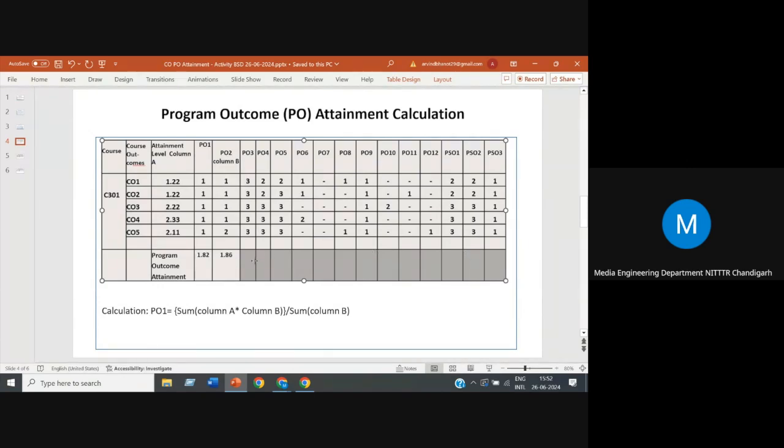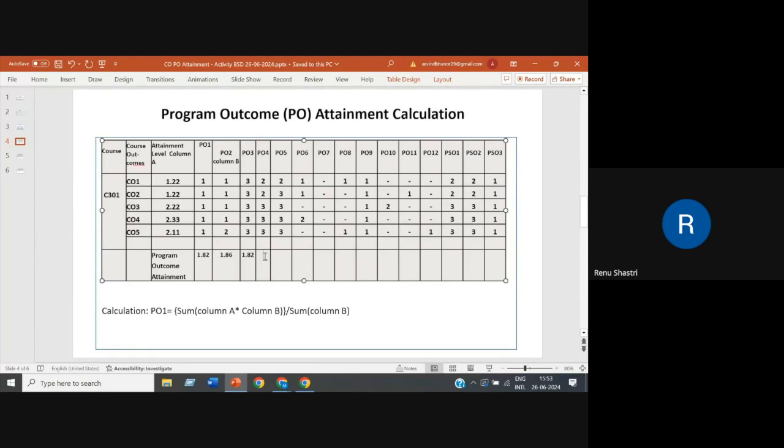What is the value for PO3? 1.82. Others, please check whether you are getting the same. Sir, should we divide the sum by 5? No, not always 5. For PO1 it is the first column, divided by 5, 1.82. For PO2 it will be the sum of this column, which is 6. For PO3 it will be divided by 5. So 1.82 is correct.